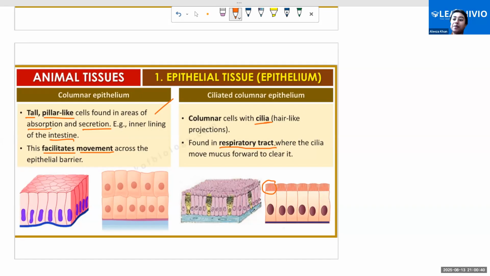There is one important functioning of the cilia. Okay, what are the organs that are involved in the respiratory tract? What are the structures?